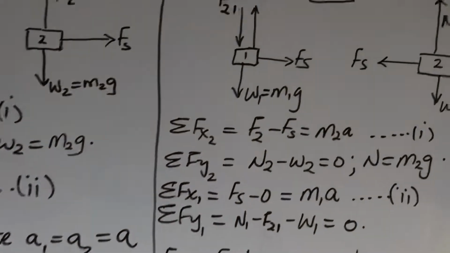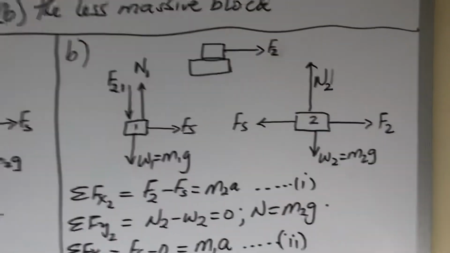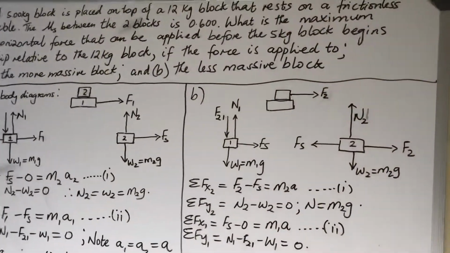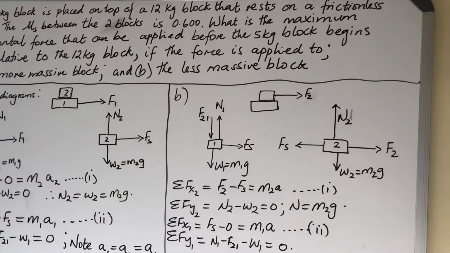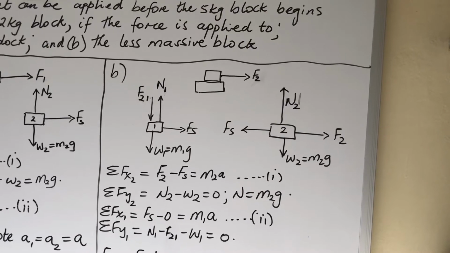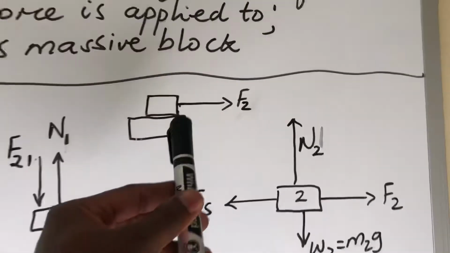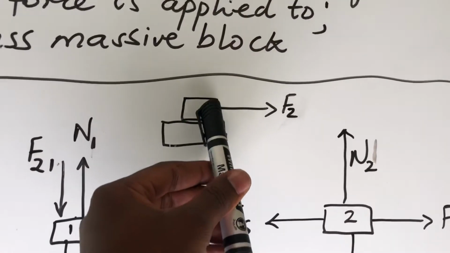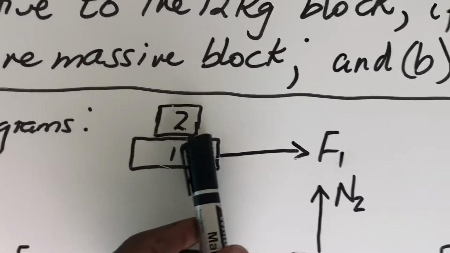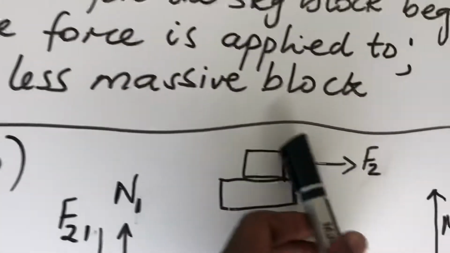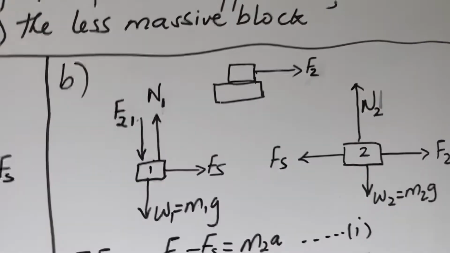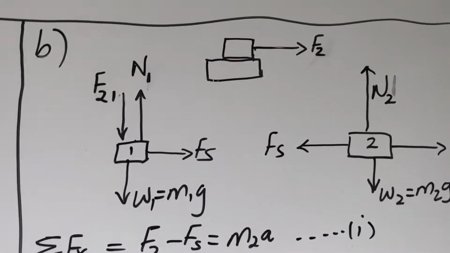Now we go for part B. Part B now, the question is saying if the force is applied to the less massive block. So the less massive block is the smaller one on top. That's why you see me there indicating the force being applied on the top block. Remember here, the force was applied on the bottom block. Here it's being applied on the less massive block, which is the top block. So if we do that, we expect to have something like this on our free body diagrams.